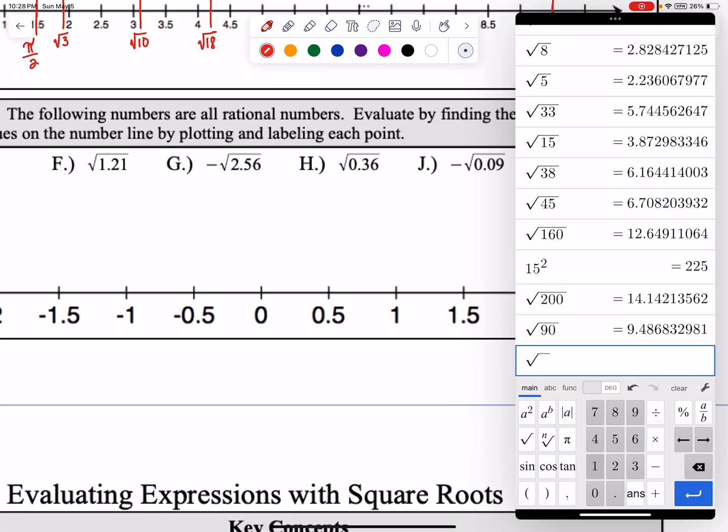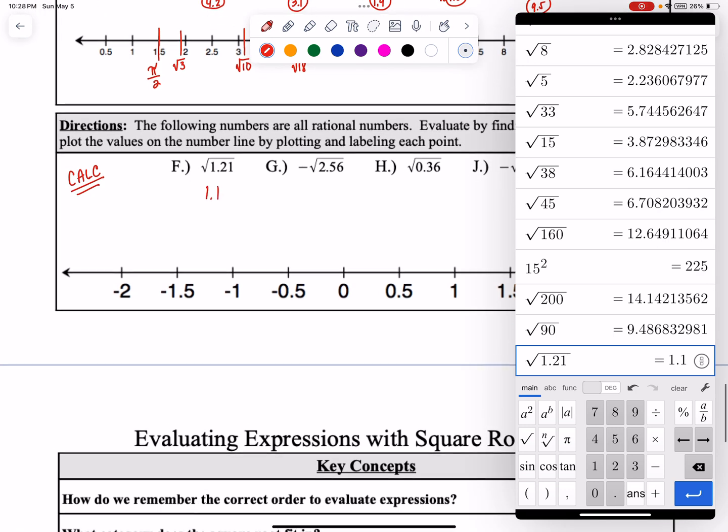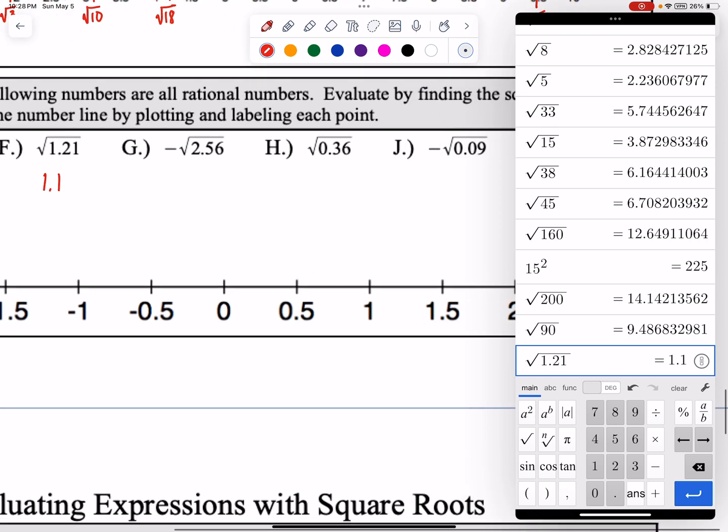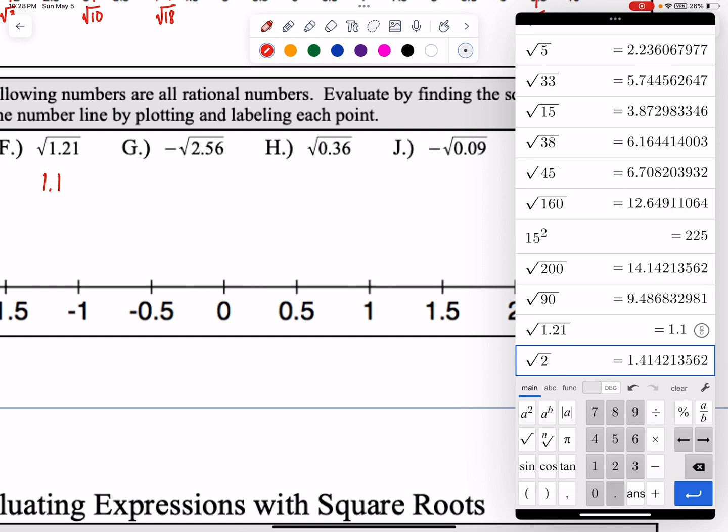So square root of 1.21 is 1.1. So 1.1 times 1.1. So we're just going to go ahead and write that there. I'm going to go ahead and evaluate all these first, just so I have it done. I'm going to do square root of 2.56. Half of that is 1.6, and then we're making it negative, okay? And then square root of 36, well, I know 6 times 6 is 36, so it's going to be a decimal with 6 there.